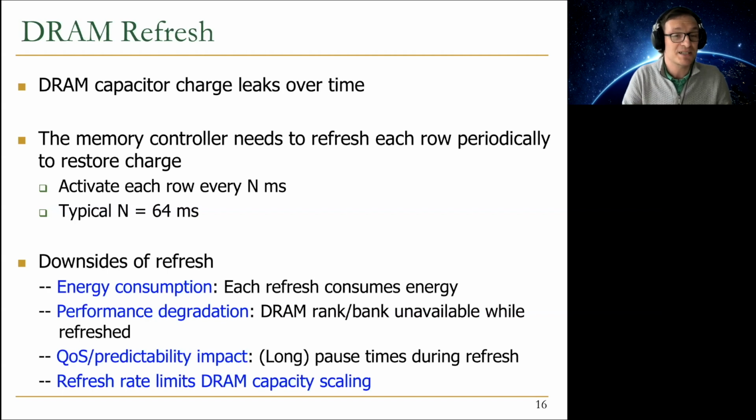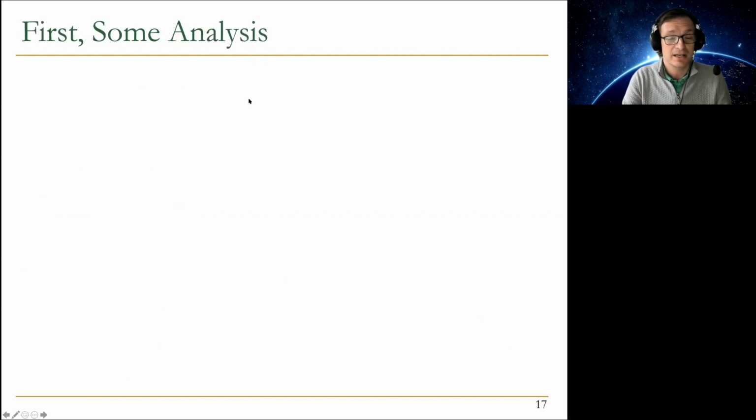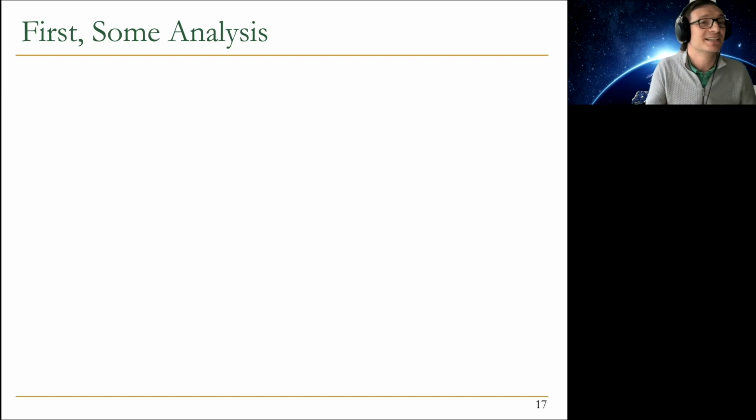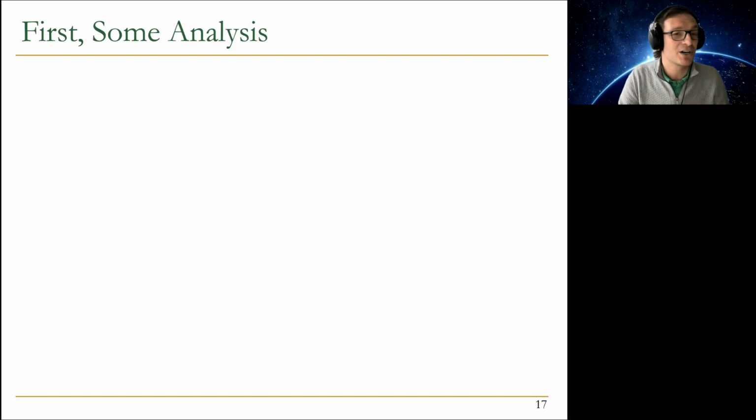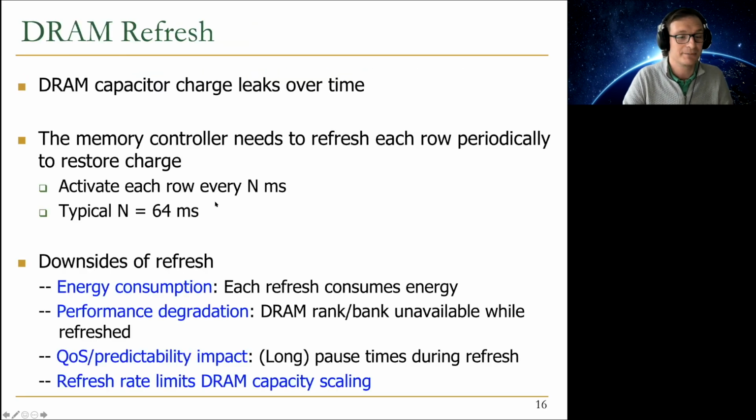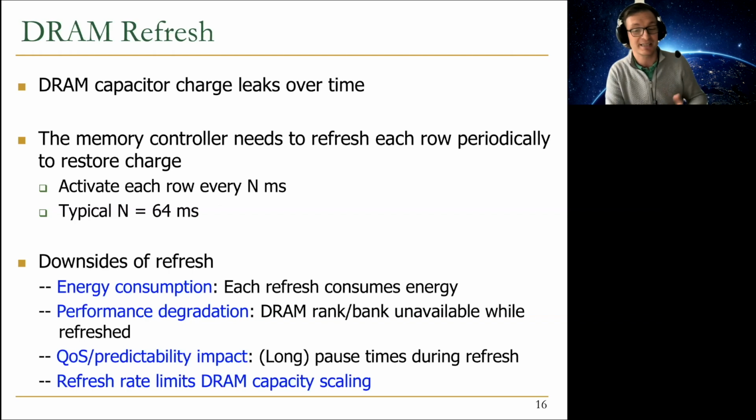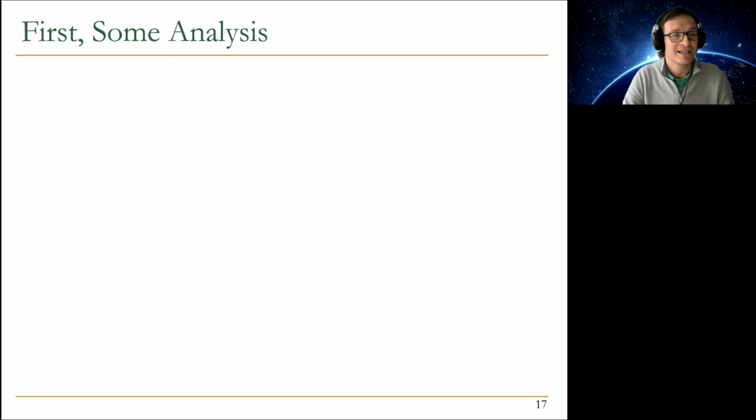Basically, today's DRAM chips consist of some number of bits, let's say 8 gigabits. If you want to make this like 64 gigabits, then it becomes harder because refresh becomes a bottleneck. That's what this last bullet over here means. Refresh rate limits DRAM capacity scaling. And I'm going to actually show you some examples over here. Okay, let's give you some examples.